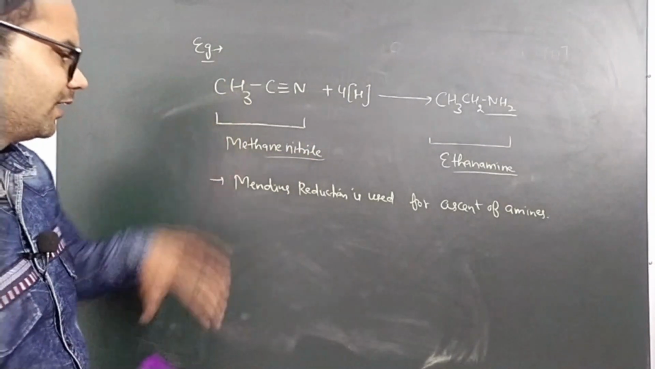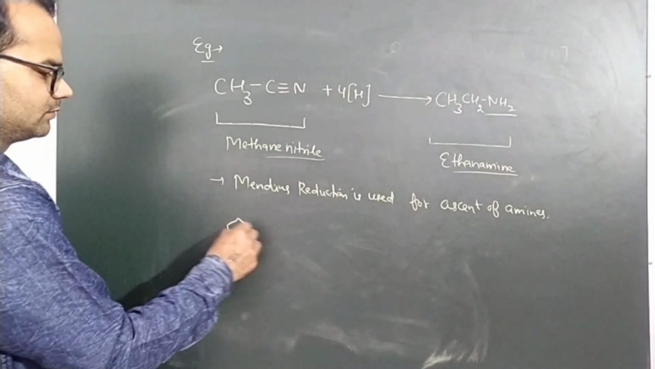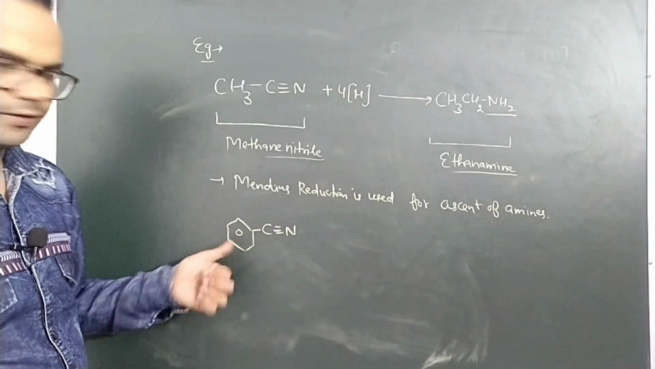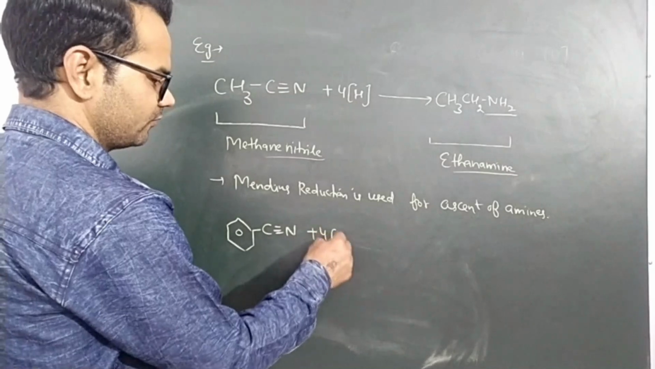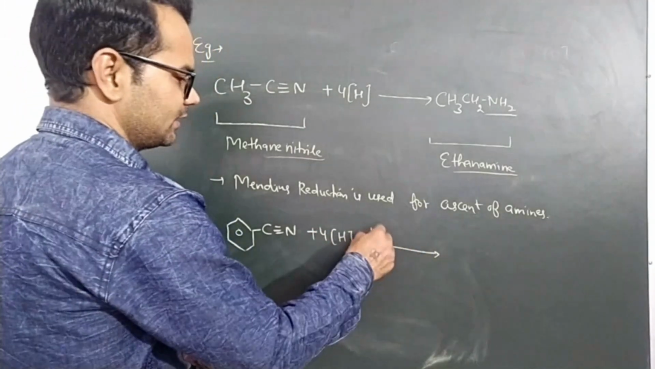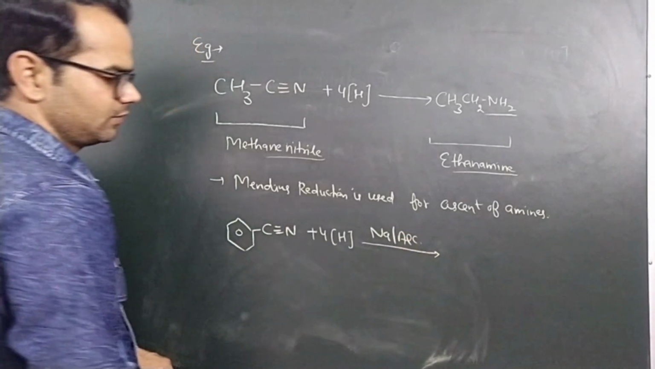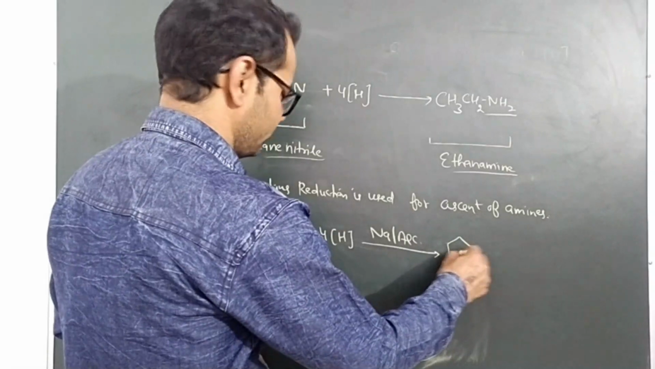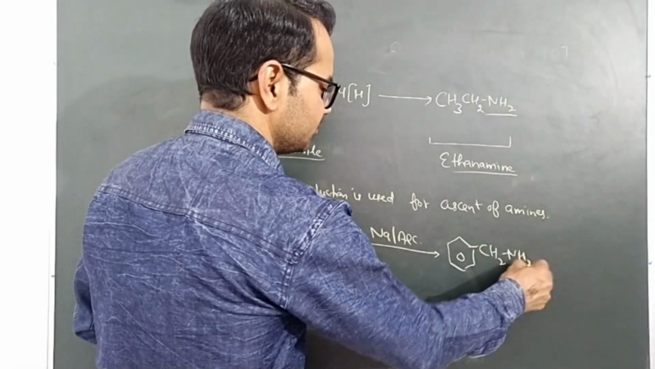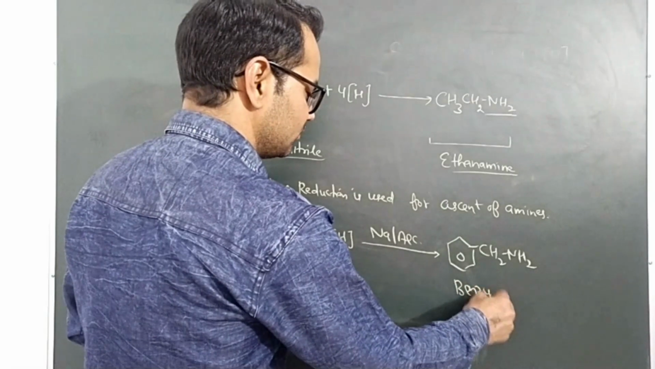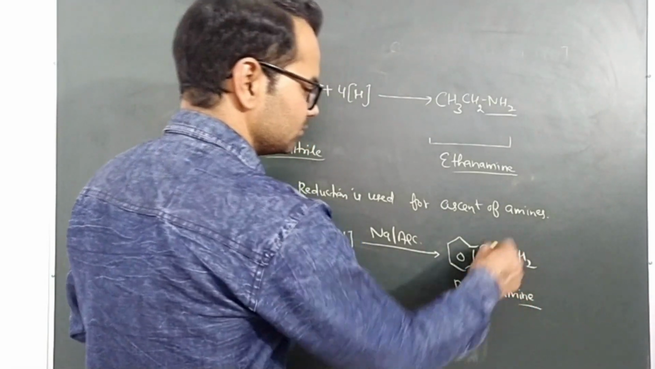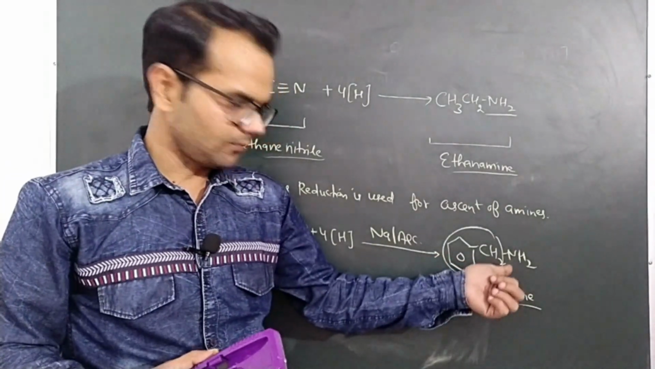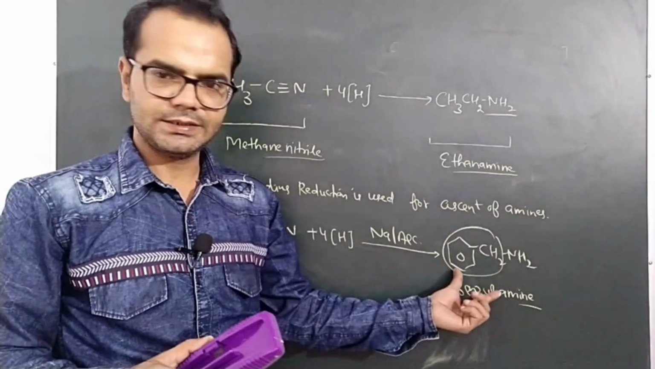And the R group can be any aryl group. For example, we have C6H5CN. This is a phenyl group. Reduction will involve 4 nascent hydrogens. The condition is again sodium with alcohol. So 2 pi bonds will break down, as a result 4 nascent hydrogens are added. This is our benzylamine. This group is called benzyl, and the NH2 group is amine. So this is a benzylamine.